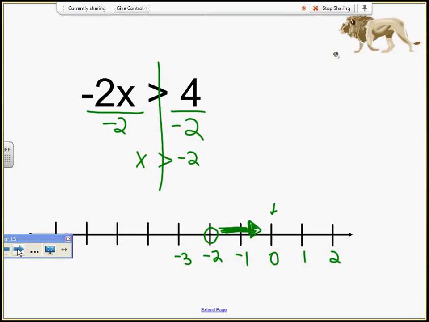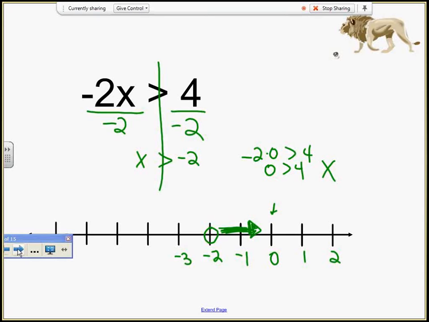So if I take 0 and I plug it in, I get negative 2 times 0 is greater than 4. That would be 0 is greater than 4. Is that true? No, that's not true. Something weird is going on when I'm multiplying or dividing by a negative.